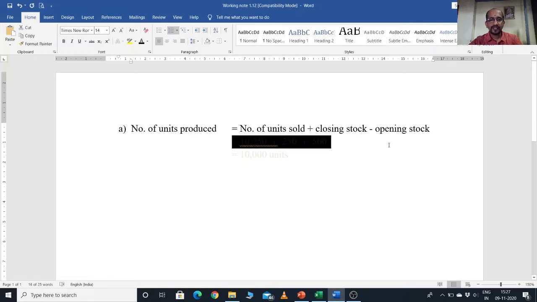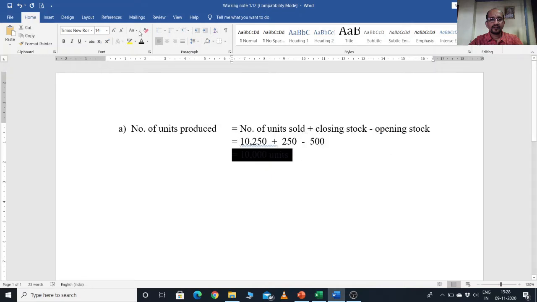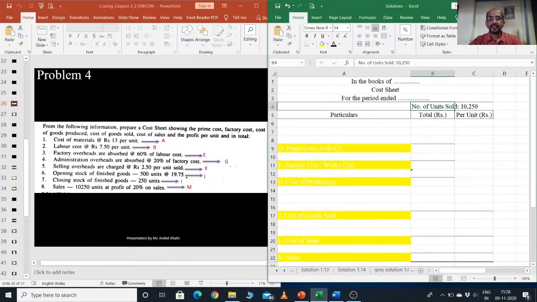So these figures are there with us. Number of units sold 10,250, closing stock 250, and we need to minus here, minus sign is required, 500 units. So the number of units produced are 10,000 units. Okay, so number of units produced 10,000. Now let us start the main problem.